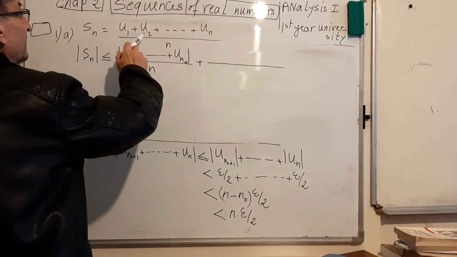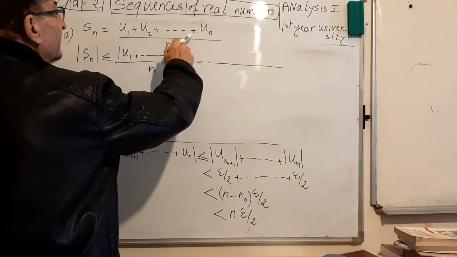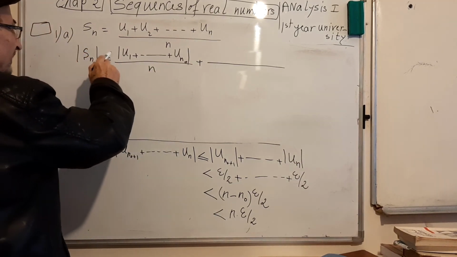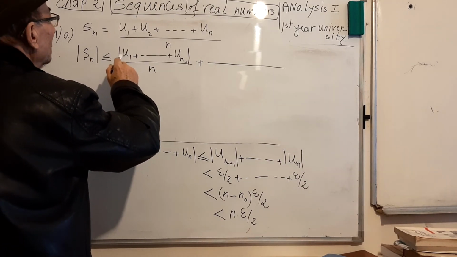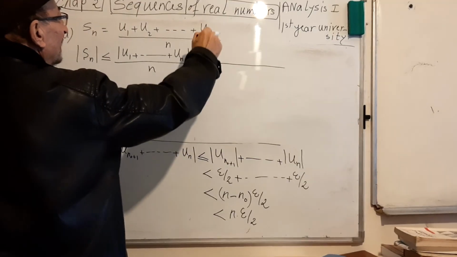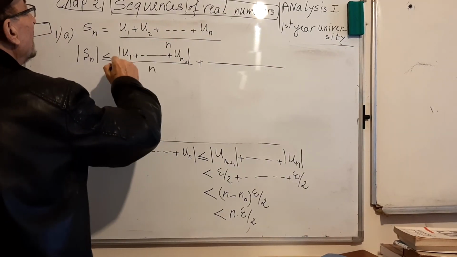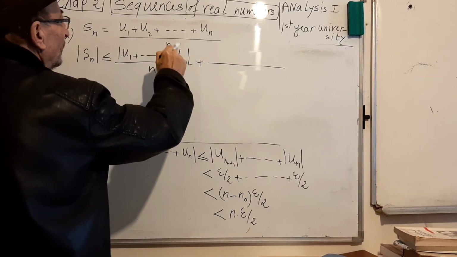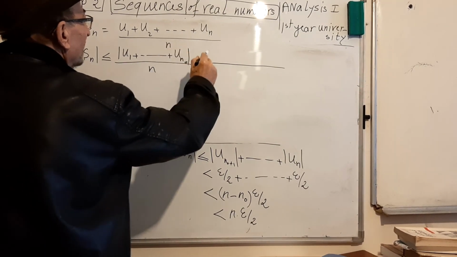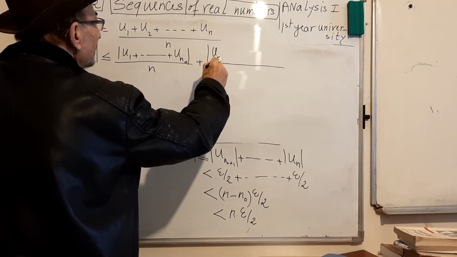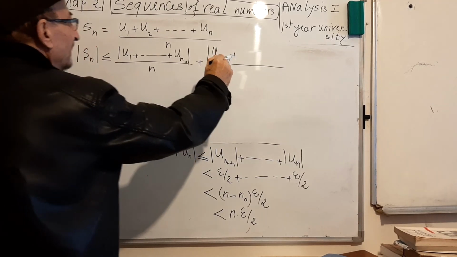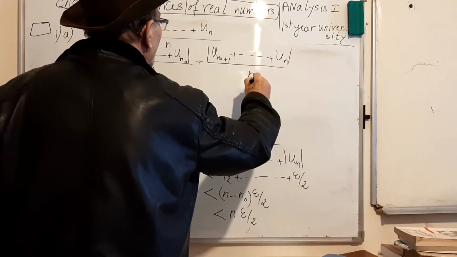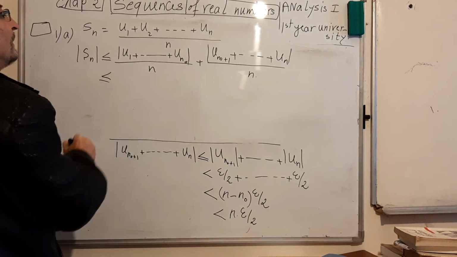Sn is (u1 plus u2 plus etc. plus un0 plus un0 plus 1 plus un0 plus 2 plus etc. plus un) over n, so the absolute value of Sn is less than or equal to the absolute value of the sum, less than absolute u1 plus etc. plus un0 plus un0 plus 1 plus un0 plus 2 plus etc. plus un, over n.